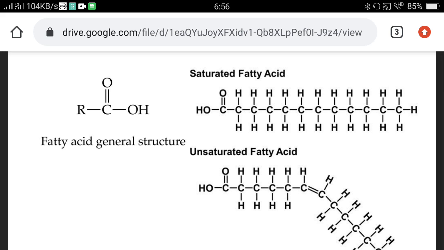See the fatty acids, general structure: saturated fatty acids and unsaturated fatty acids. In saturated fatty acids, no double bonds are there. But in unsaturated fatty acids, a double bond is present.